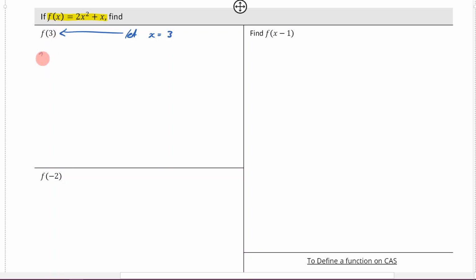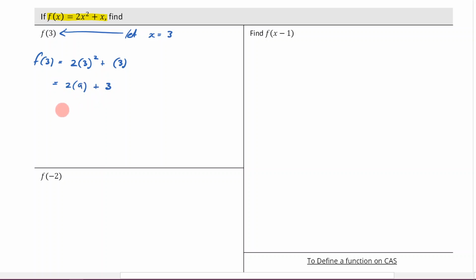So what I'm going to do is say f of 3 is equal to 2 times 3 squared plus 3. Do you see what I'm doing? I'm just replacing the x with 3. That's all I'm doing here. So this is going to become 2 times 9 plus 3, which becomes 18 plus 3, which becomes 21. So therefore, f of 3 is equal to 21.